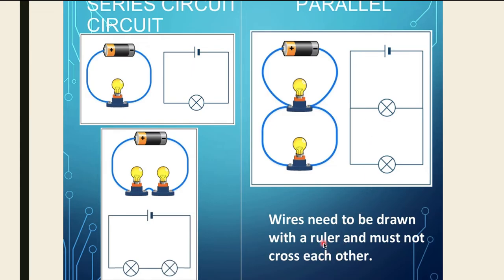Wires need to be drawn with a ruler and must not cross each other, which is nothing but the wires should be neat and not cross each other.